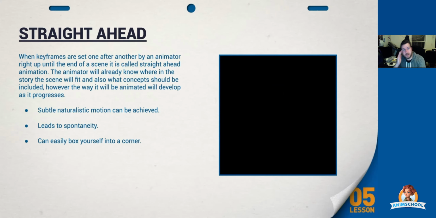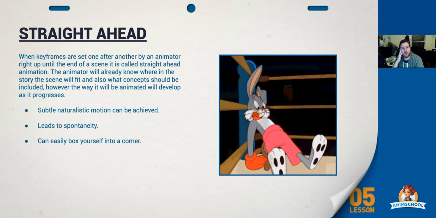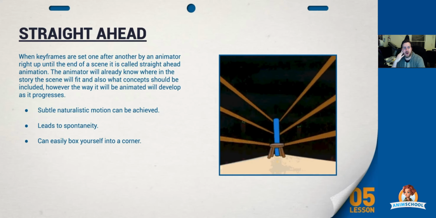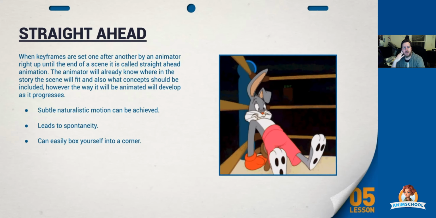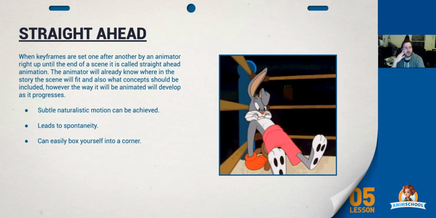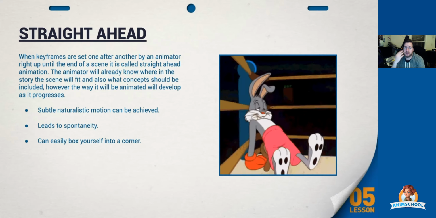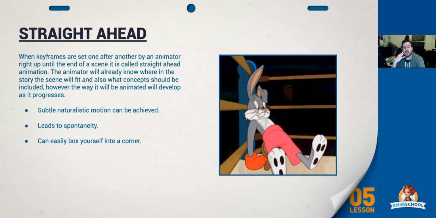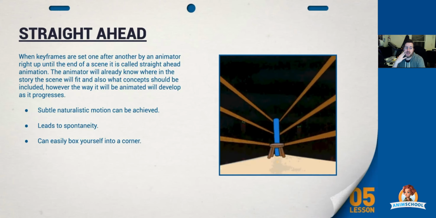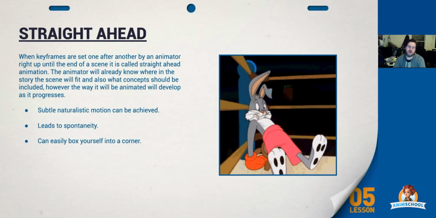All right, so straight ahead. When keyframes are set one after another by an animator right up until the end of the scene, it is called straight ahead animation. The animator will already know where in the story the scene will fit and also what concepts should be included. However, the way it will be animated will develop as it progresses. Subtle naturalistic motion can be achieved, which leads to spontaneity. It can easily box yourself into a corner. So that's the one drawback.